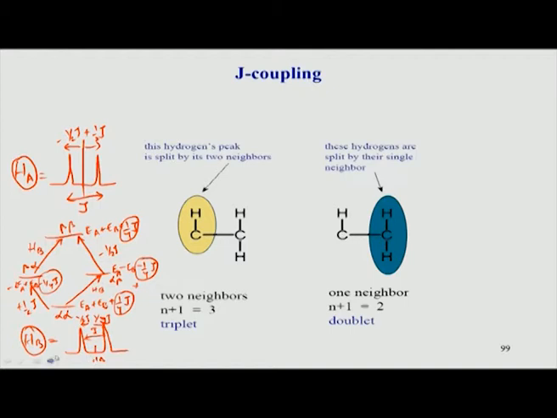Similarly, here in the case of H b, it has also got split into 2 and it has become a doublet. So, this is how J coupling comes about. One important thing to understand is, you can see if H a splits H beta into 2 peaks, H beta is also splitting H alpha, H a, into 2 peaks.